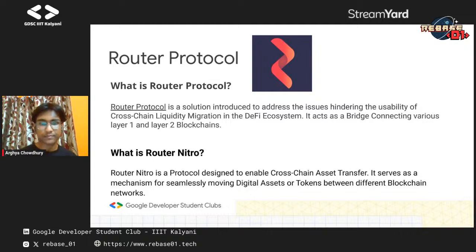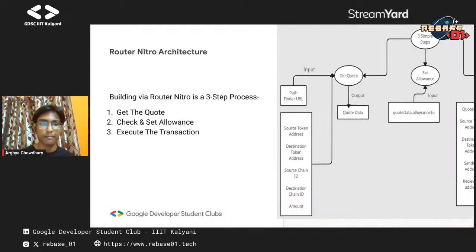Also, Router is built on Cosmos SDK, and I'm not going into much depth on what Cosmos SDK is all about. You can search it up yourself, and you guys should actually check out what Cosmos SDK is, how you can build smart contracts on it, and how a blockchain on it exactly works. It serves as a mechanism for seamlessly moving digital assets or tokens between different blockchain networks. Cool. So here is the whole architecture.